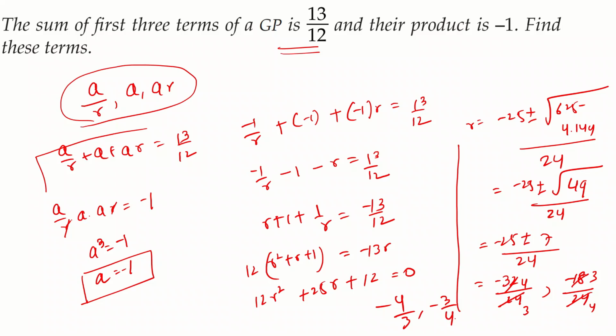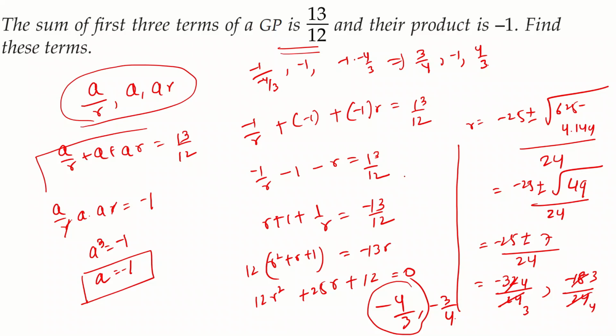So if I take minus 4 by 3 as my common ratio, then my GP becomes A by R, that means minus 1 by minus 4 by 3, then minus 1, and then AR, that means minus 1 into minus 4 by 3. On simplification, this gives me 3 by 4 comma minus 1 comma 4 by 3.